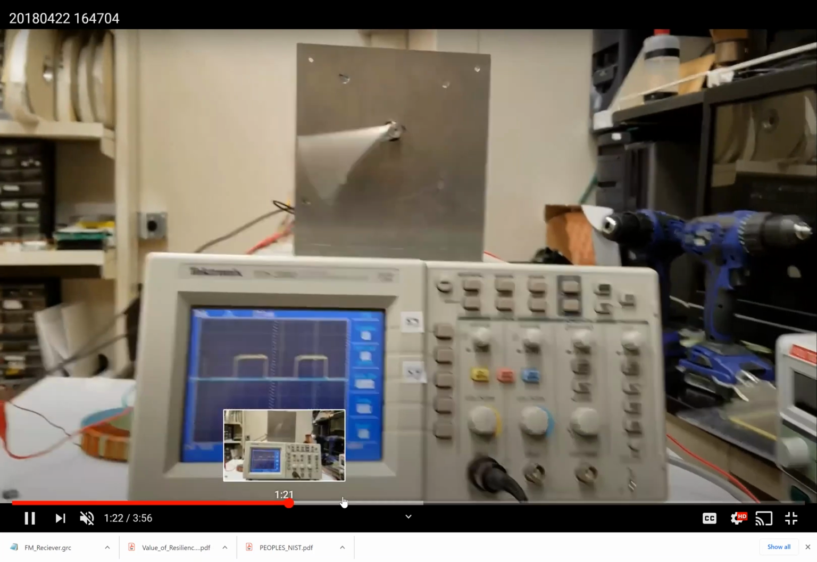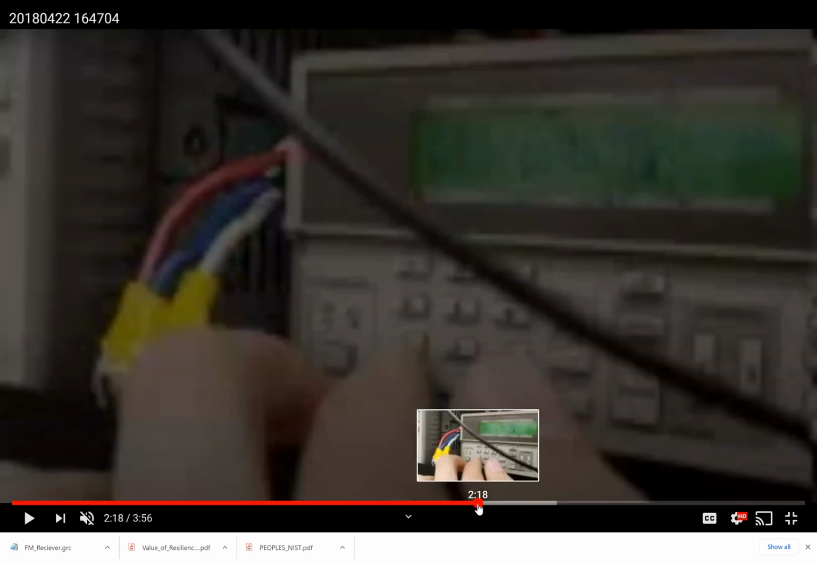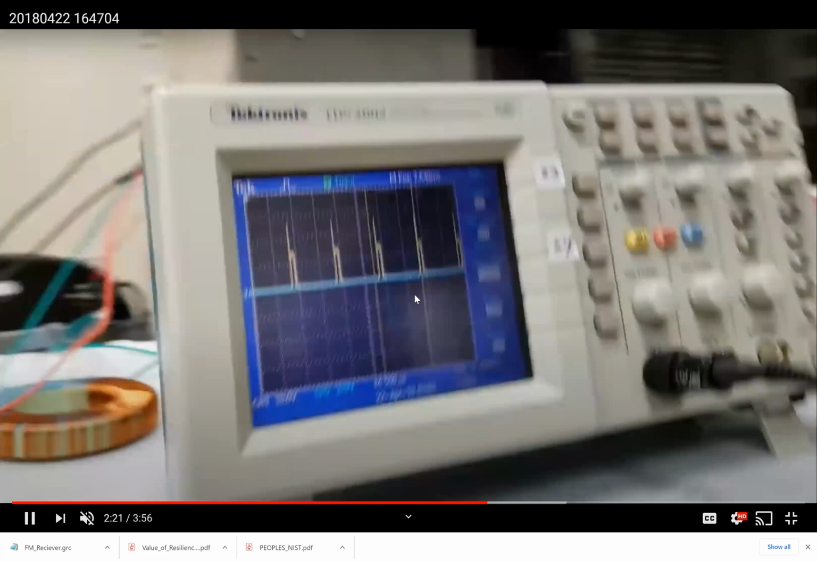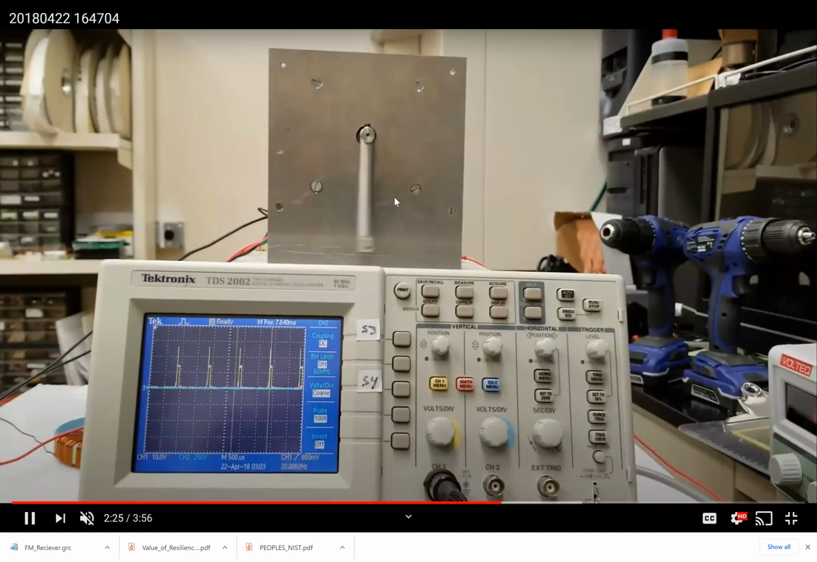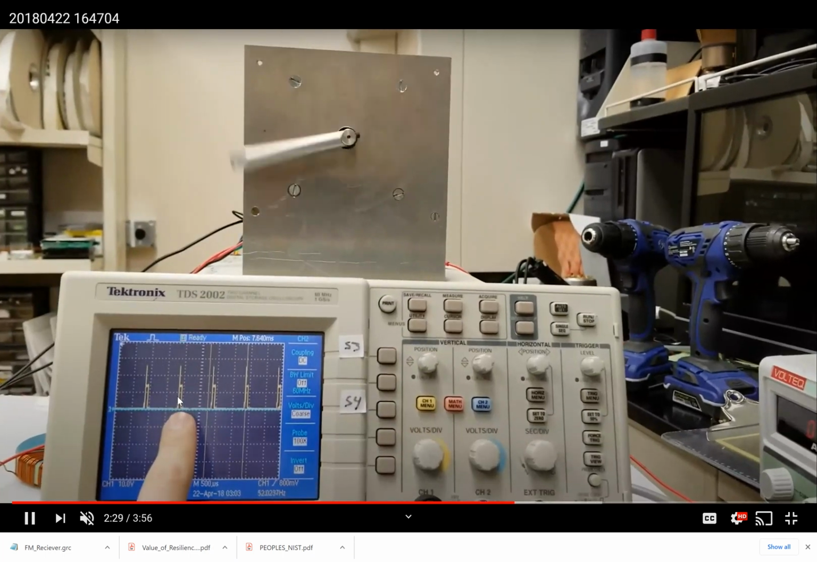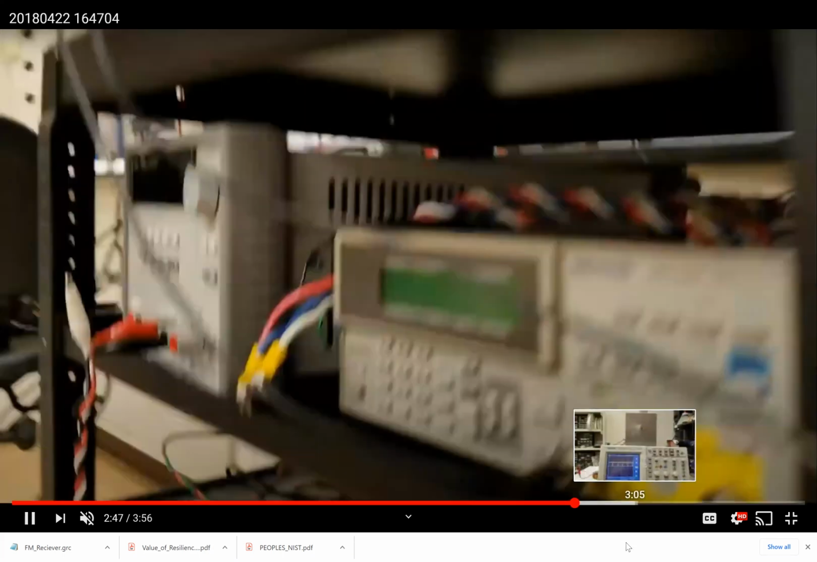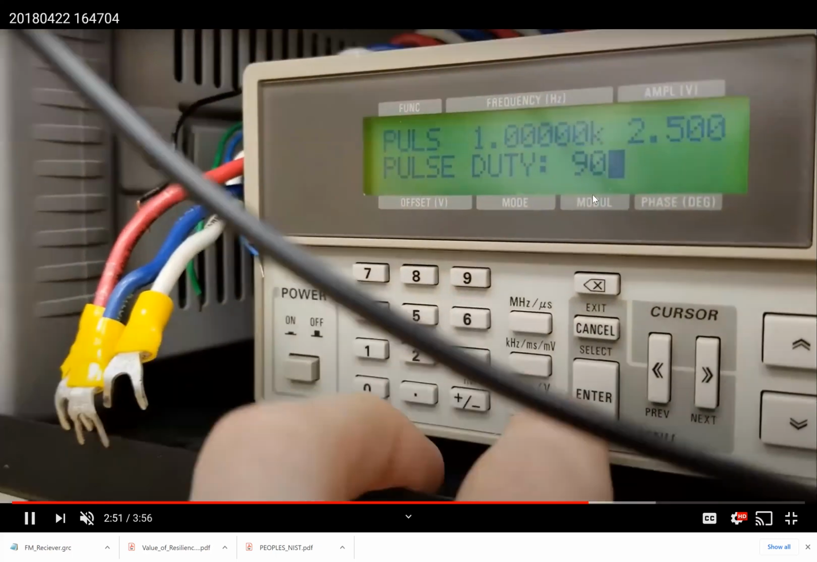Now let me go forward in time here. What I end up doing is I take the frequency and I move the frequency up to a kilohertz. Now it should be moving continuously, but it's kind of moving continuously. I have noticed those pulse widths are really narrow. I'm going to make them bigger, so I'm going to change that pulse width. We call it the duty ratio. I turn it up to 90%.